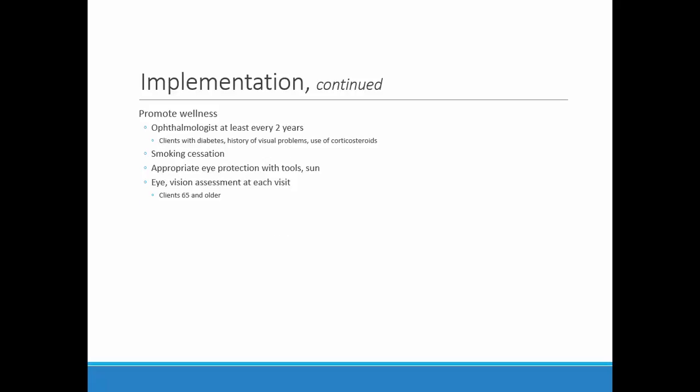Promoting wellness. Care of the patient in the community revolves around prevention, like wearing eye protection during hazardous activity, wearing sunglasses with UVA and UVB protection, and the link between smoking and cataracts.